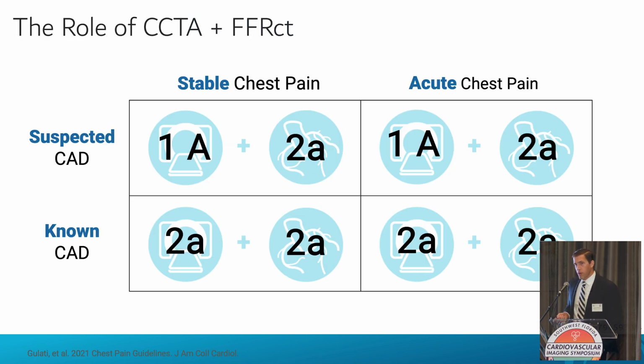So important to note that this applies to both patients with stable chest pain as well as acute chest pain, with both suspected coronary disease, so no known coronary disease, as well as patients with established coronary disease. So the 2A recommendation for FFR applies in all 4 of those scenarios.